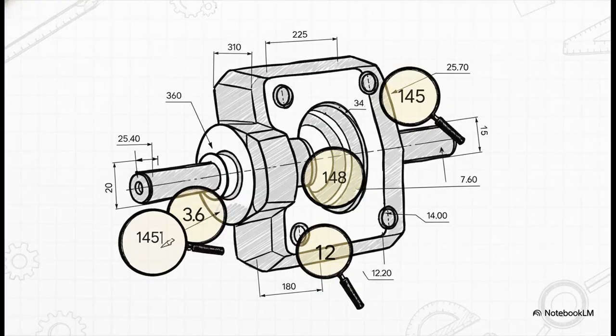And the vocabulary, the actual words of this language, are the dimensions. These numbers are the absolute non-negotiable truth. They tell you the exact size, the exact location, the exact geometry of every feature. They completely eliminate the need for anyone to ever guess or assume anything.